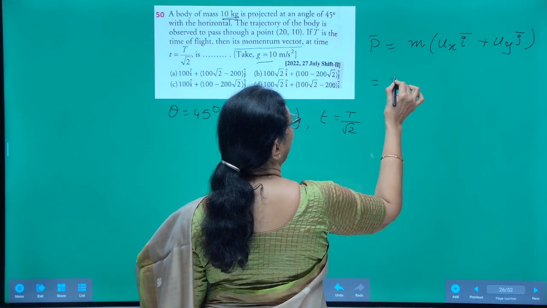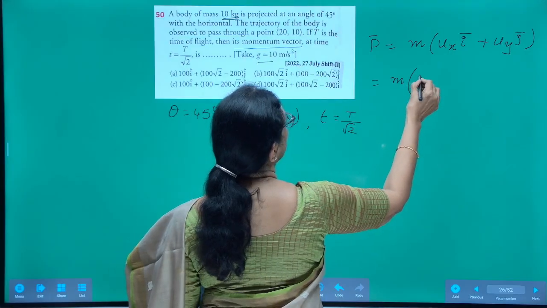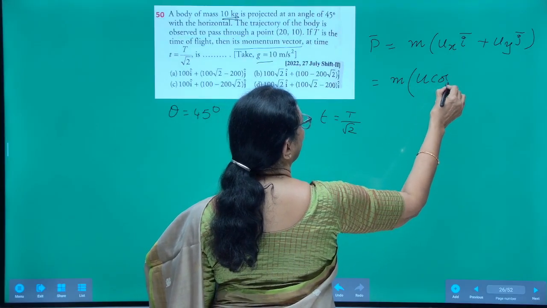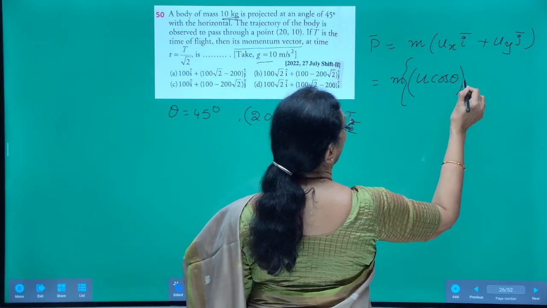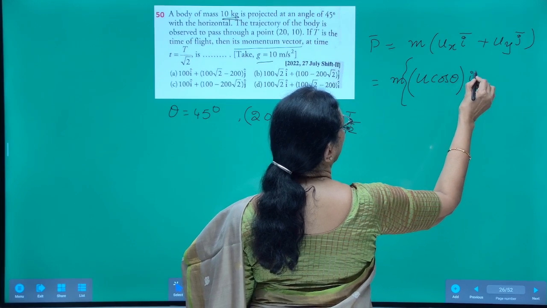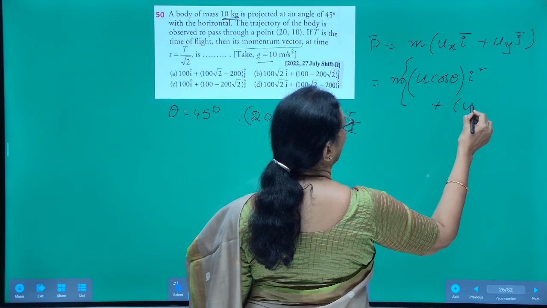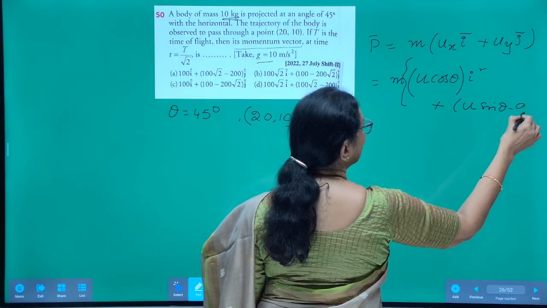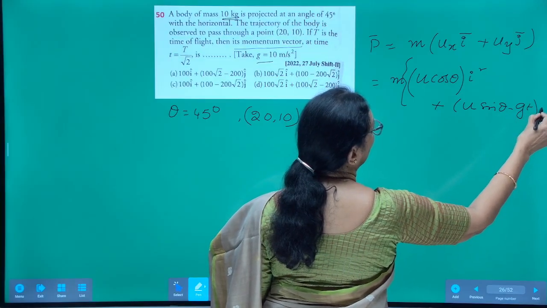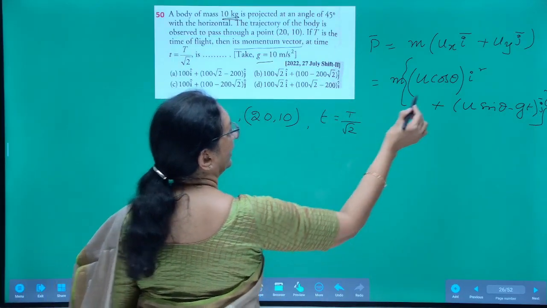In case of a projectile, at any instant, the horizontal component of velocity is u cos theta i bar, and the velocity component along the vertical is (u sin theta minus gt) j bar. That is the answer. So, look here.